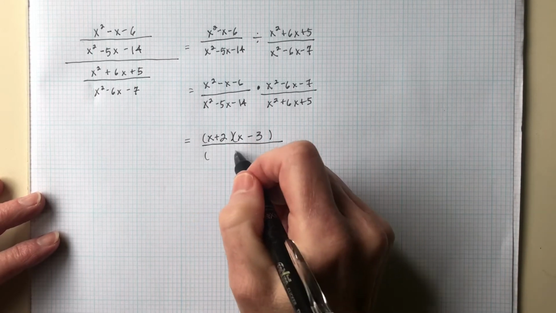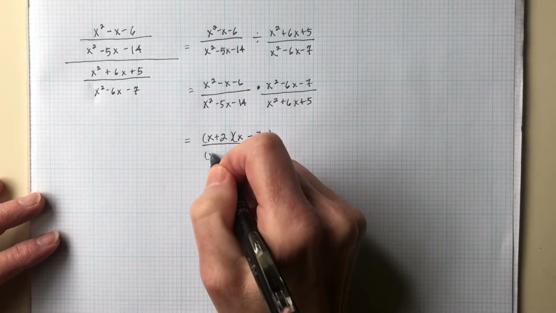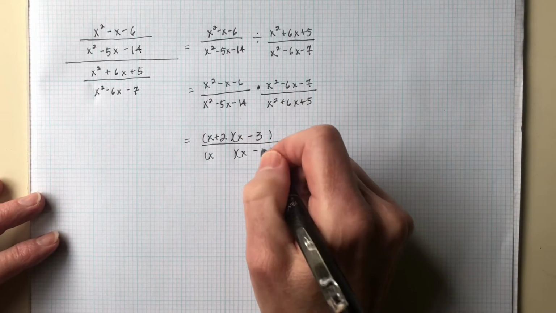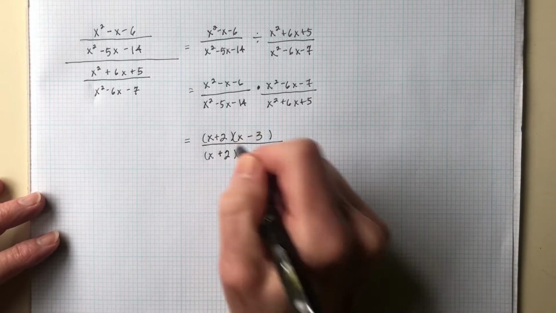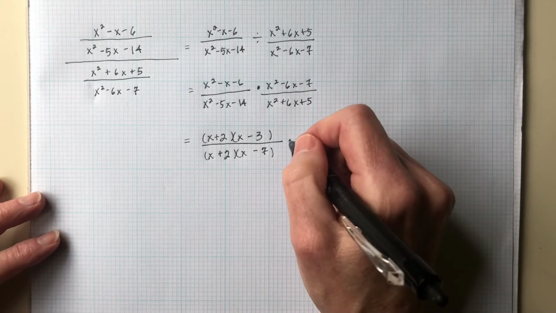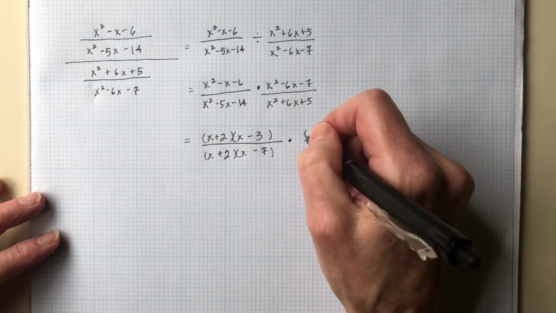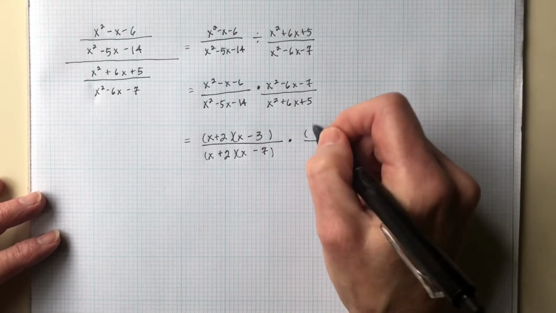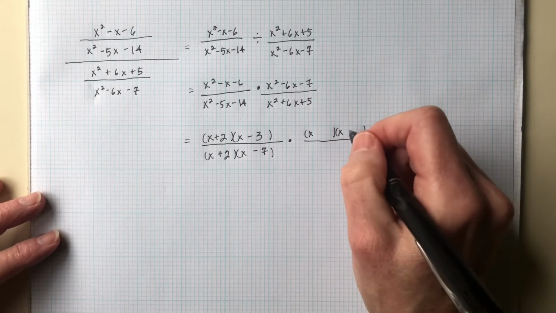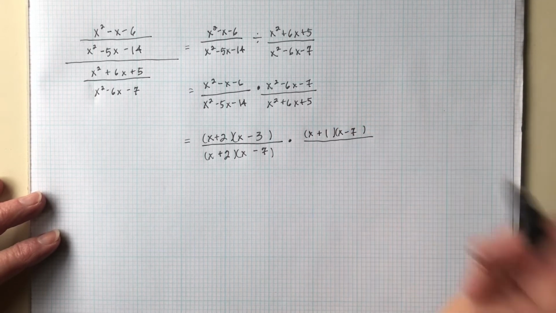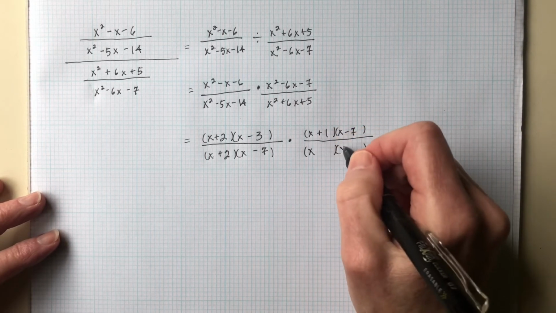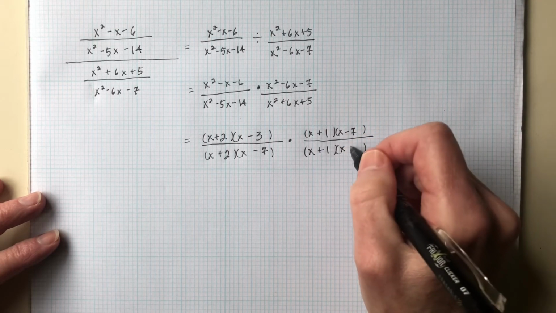In this denominator here, the factors of 7 and 2 will be the ones that work here. Check that out. And then over here we have this expression factoring into x minus 7 and x plus 1. And our last one factors into x plus 1 and x plus 5.